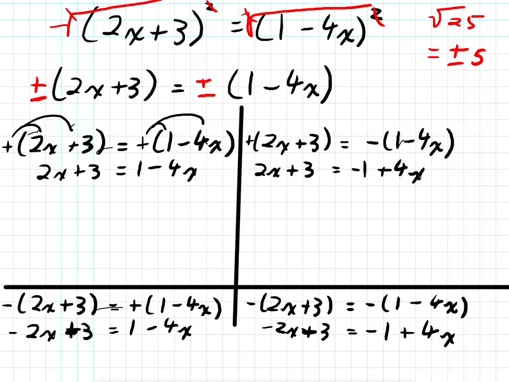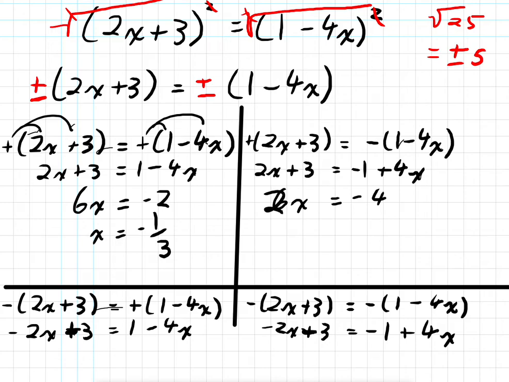We bring 4 over. We get 6x equals, is this 2? Negative 2. So we get x is equal to negative 1/3. This one here, we'd get 6x equals negative 4. Is that right? Did I do those right? No, I did that wrong. This should be 2. 2x, there we go. And then we get x is equal to, that should be negative. So that should be positive 2.